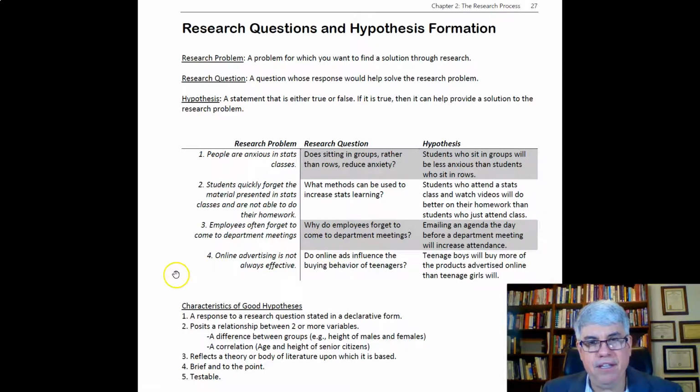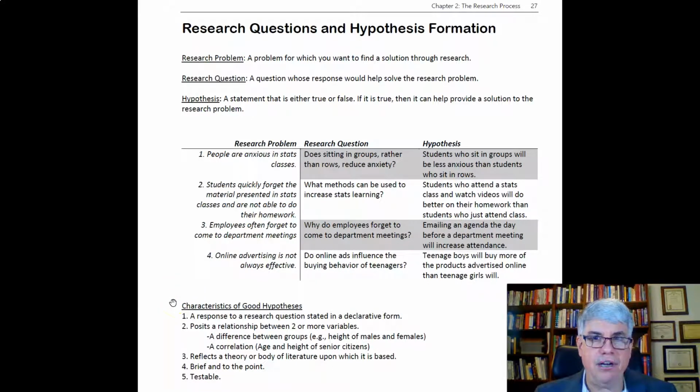Some of these you look at and say, well, is this going to be a good study, or what's going to happen? I'm going to let you evaluate 3 and 4, and we especially want to evaluate the hypotheses.